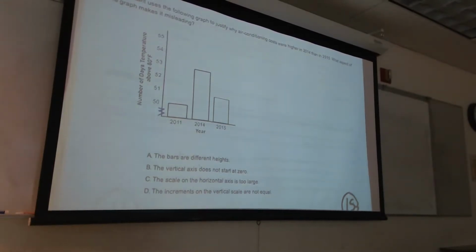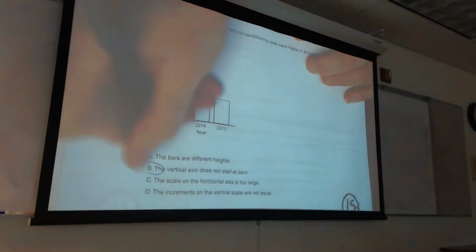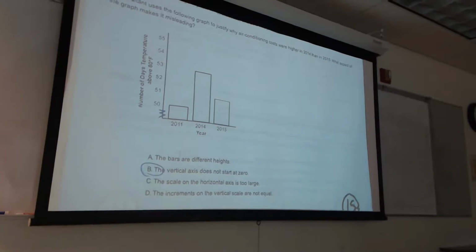Notice how, just look at them. So they're talking about the number of days above 80 degrees. They're only a difference of like 1 to 3 days, right? They're trying to say air conditioning costs were so much higher in 2014 than 2015, but you're only talking about 2 additional days that were above 80 degrees. So the vertical axis, look for those things. Look for the scale, look for what it starts with, all that kind of stuff.